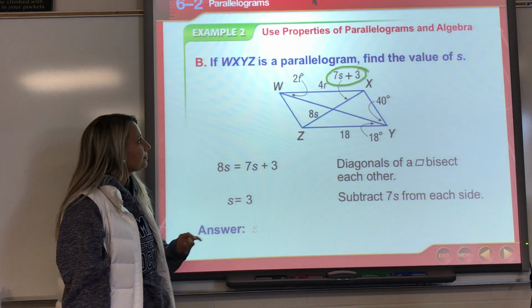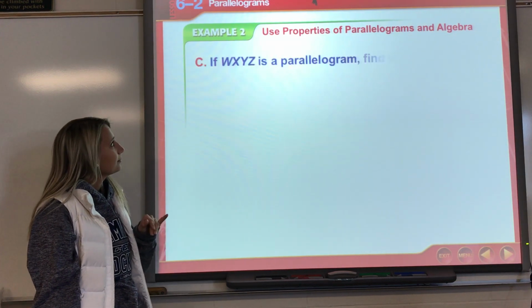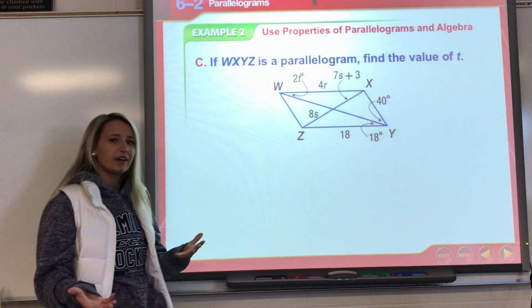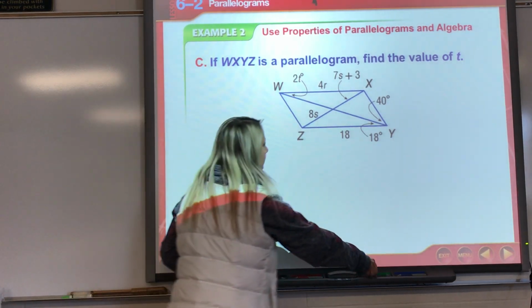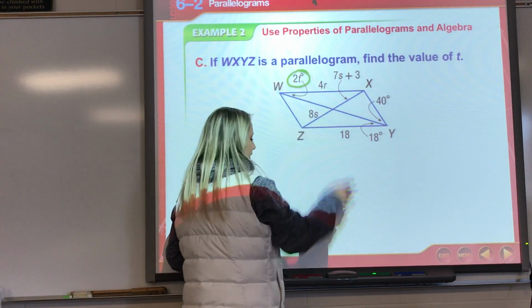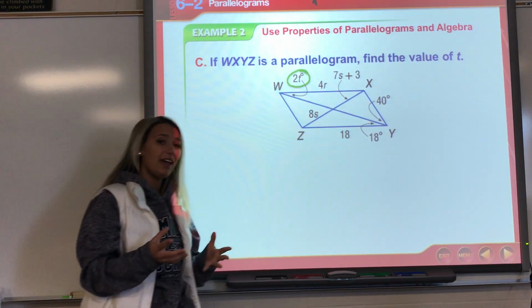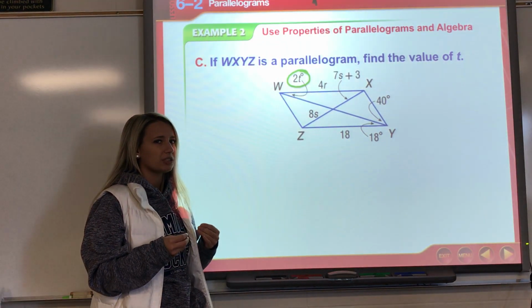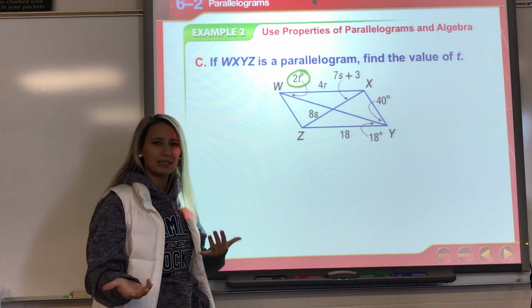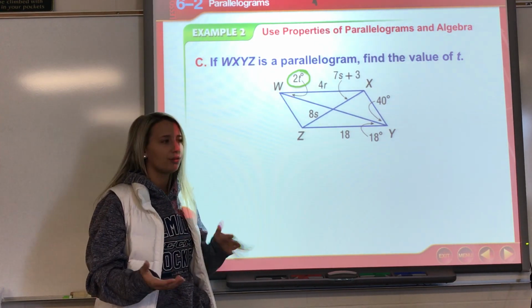Not too bad. Okay, another one here. Now we have to find the value of t. Again, where's t? T's right here. And now t is talking about an angle, but notice it's not all of angle W, it's just a little portion of it. So how are we going to know what to set it equal to or what to add it to?